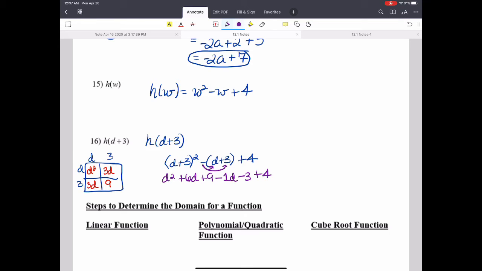And now it just becomes a matter of putting all your like terms together. There's only one d squared term, so I'm just going to write that out. And then there's 6d here, and there's -1d there, which makes 5d. We're done with those. And then your constants, you have 9 minus 3, which is 6, and 6 plus 4 is 10. And that's it.